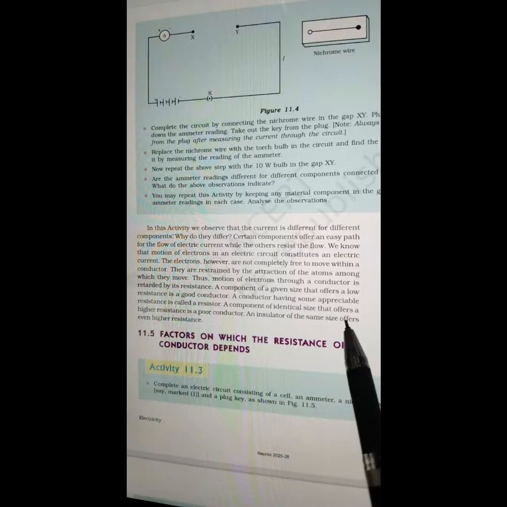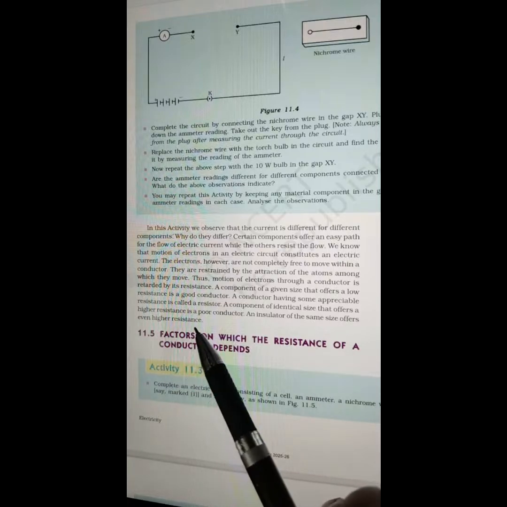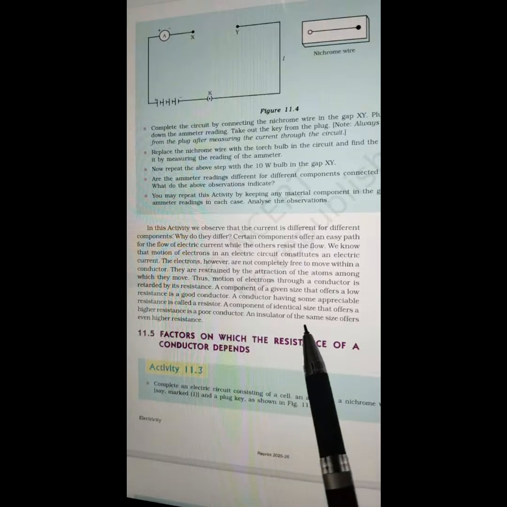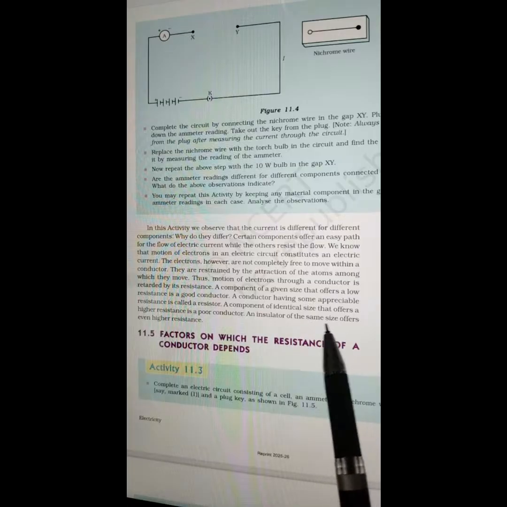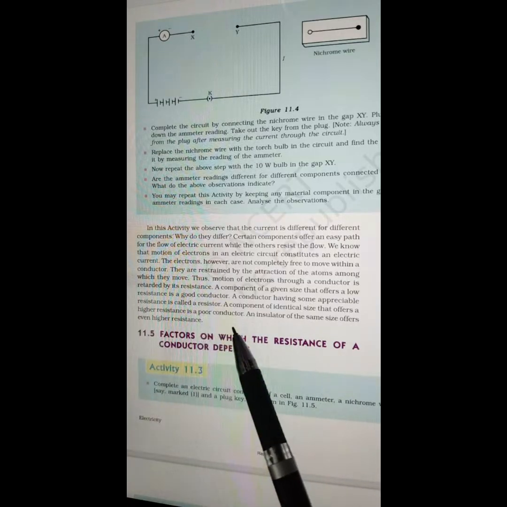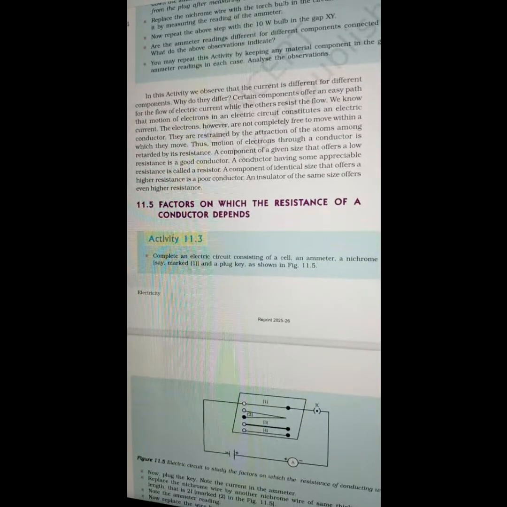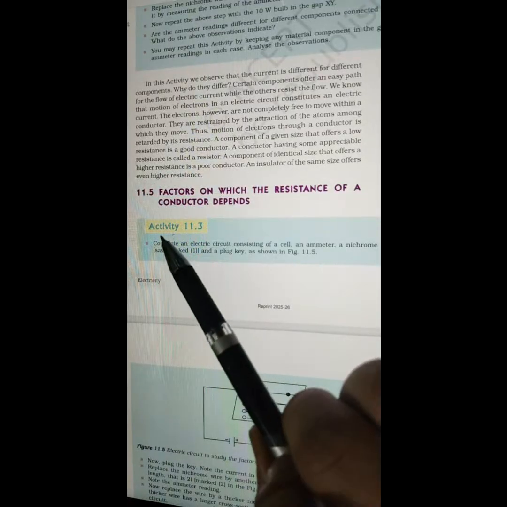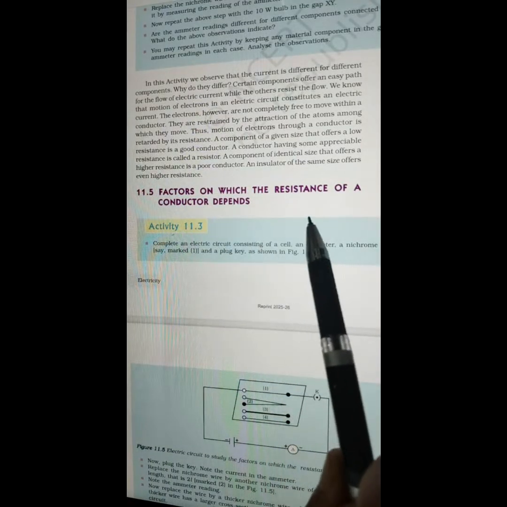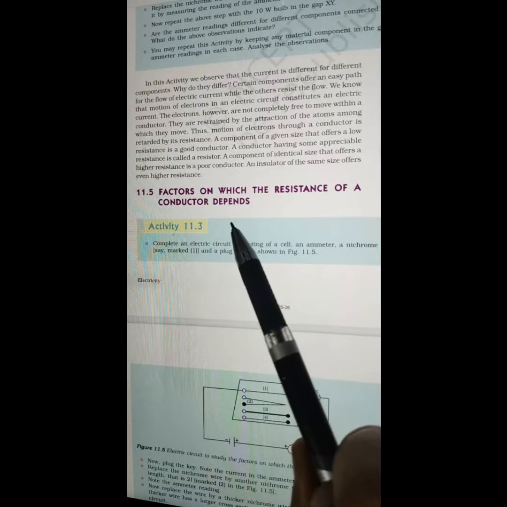A conductor having some appreciable resistance is called a resistor. A component of identical size that offers a higher resistance is a poor conductor. An insulator of the same size offers even higher resistance. So we are here: 11.5, factors on which the resistance of a conductor depends.